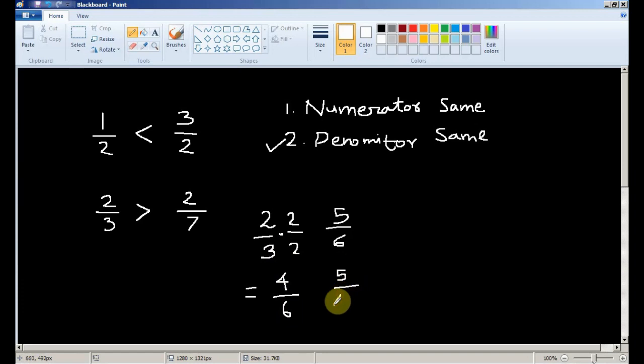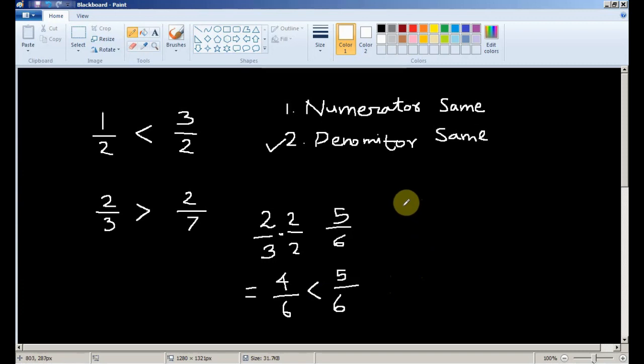5 by 6. Now if you see, both have the same denominator, and if you compare the numerators, one of them is greater. If the numerator is greater where the denominator is the same, that is the greatest fraction. This way you can solve the problem.